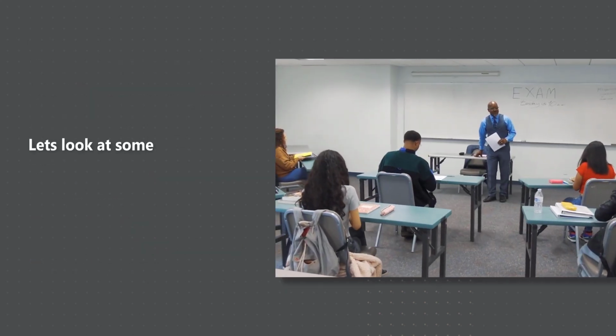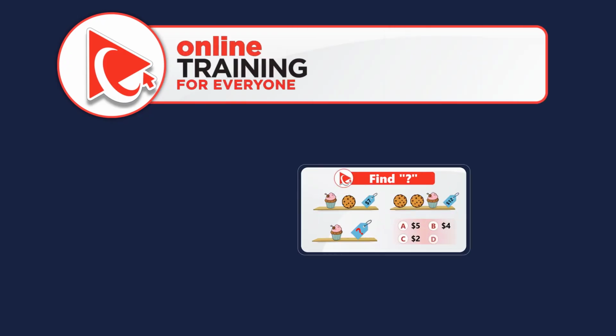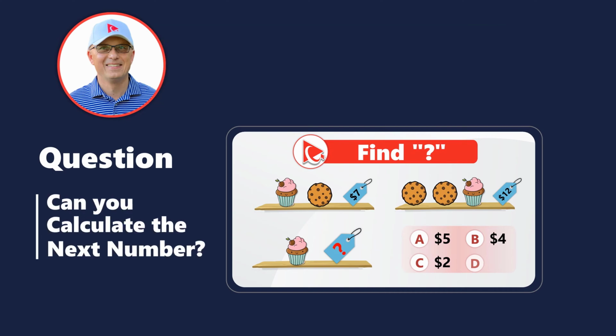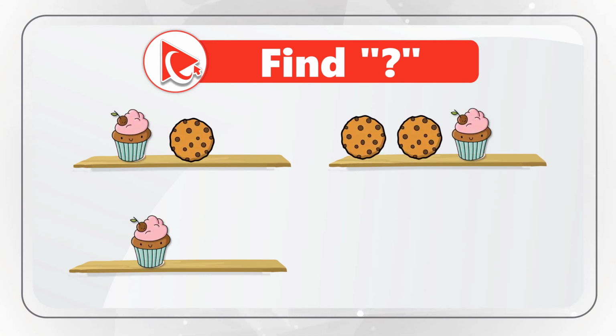Let's look at some sample numerical reasoning assessment test questions we typically see on the test. What's interesting about this problem is that it seems unsolvable, but if you make one correct assumption, it's so easy to solve. You're presented with a shelf of items from the coffee shop, and the items are cupcakes and cookies.